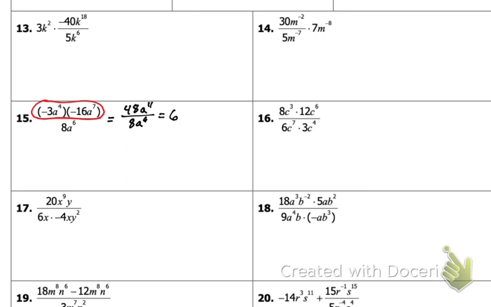Did you agree with that? So if I multiply as 4 plus 7, that gives you 11. Now we're going to do 11 minus 6, which is going to give you 5. So this will be a to the 5th, and we're done.